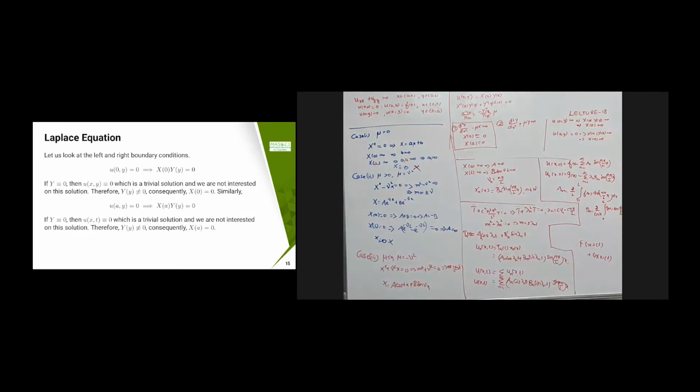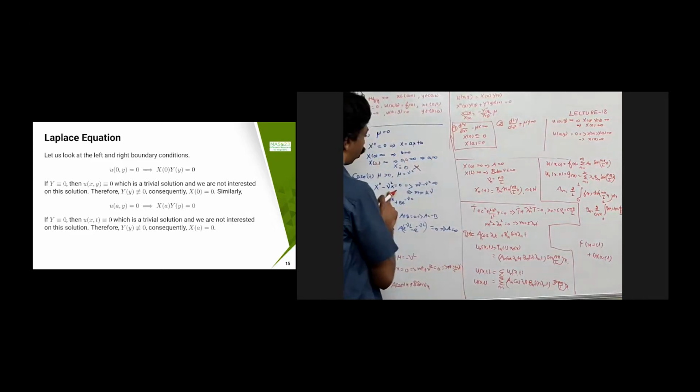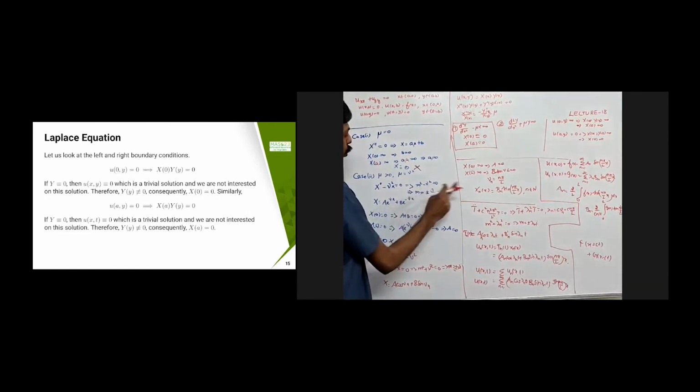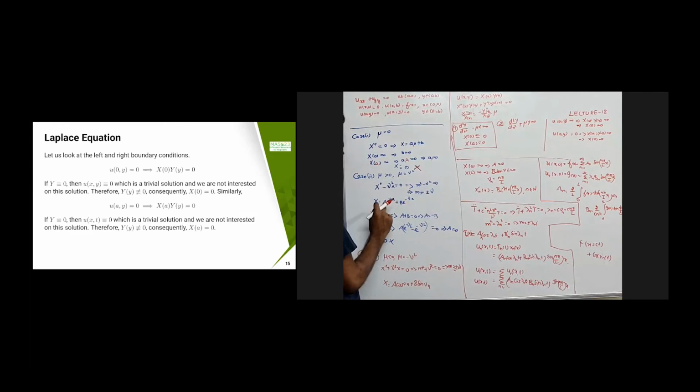Now case 2, you can take lambda greater than 0, which implies lambda equal to mu square. In this case, once again, you get X double dash minus mu square X equal to 0, and m square minus mu square equal to 0, so m equal to plus or minus mu. Therefore X is going to become a e power mu x plus b e power minus mu x. Once again use the boundary conditions. X of 0 equal to 0 means a plus b equal to 0, which implies a equal to minus b. Now X of a equal to 0 means a e power mu a minus a e power minus mu a, where the minus comes because of b equal to minus a.